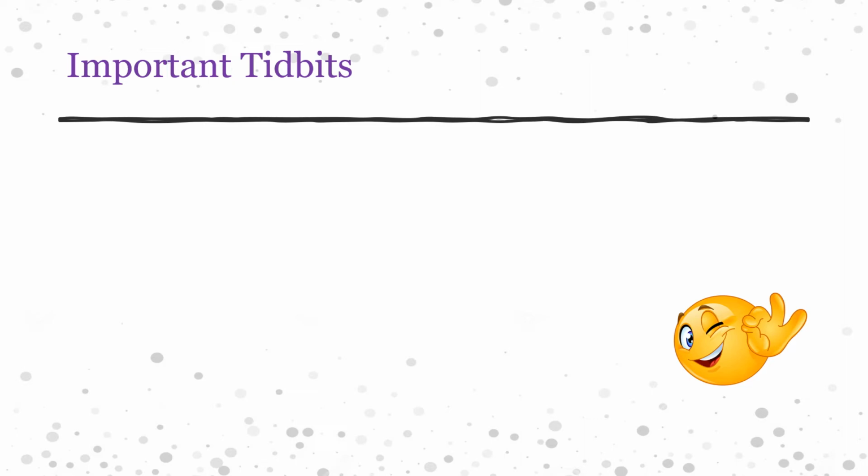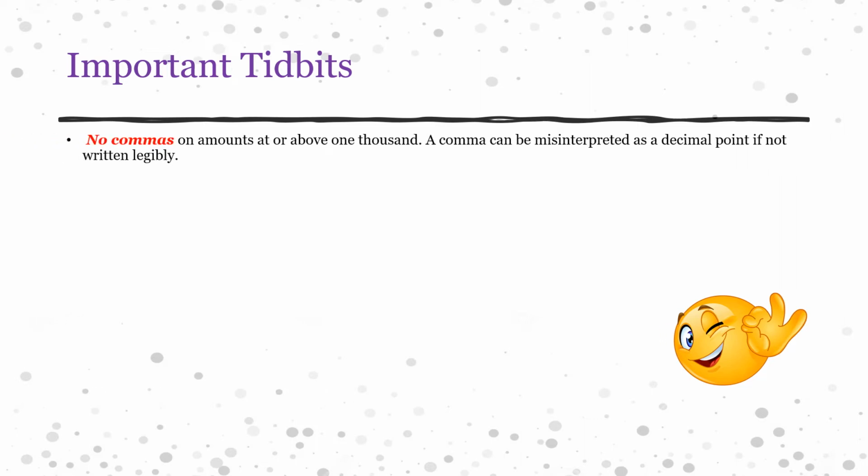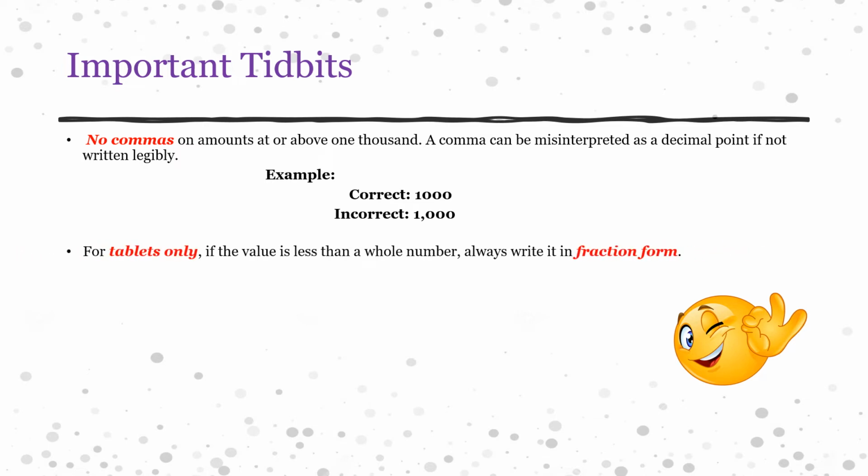For our first bit of information, know that when we write an answer, there will be no commas on amounts at or above 1,000. A comma can be misinterpreted as a decimal point if not written legibly. For our example, we have the number 1,000. The correct way to write it would be 1000, and the incorrect way would be 1,000.